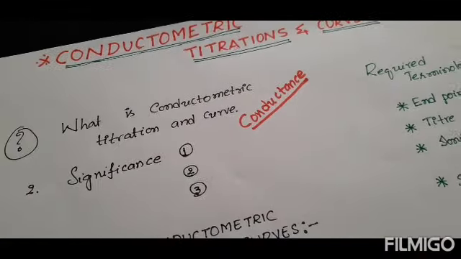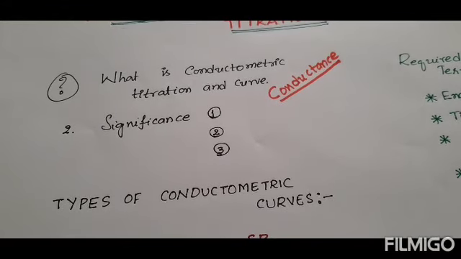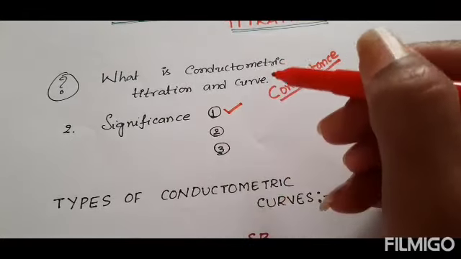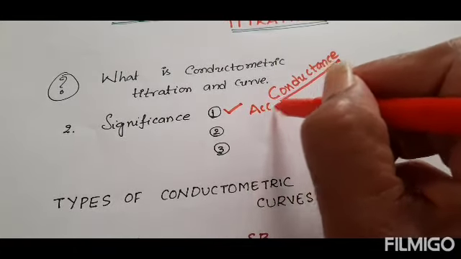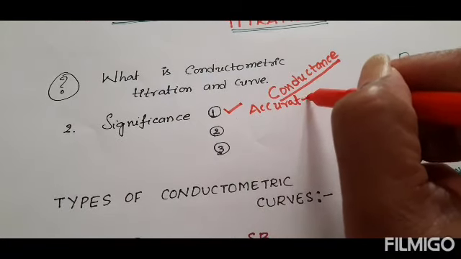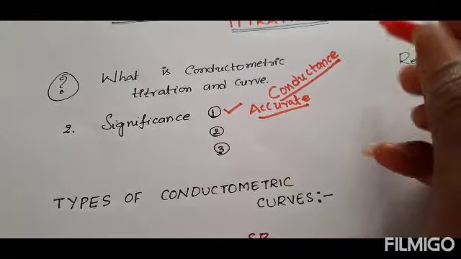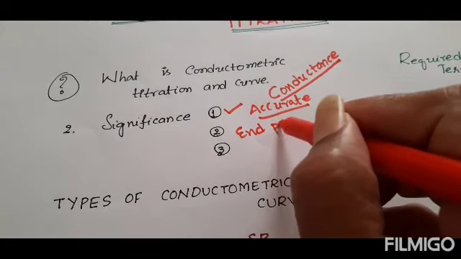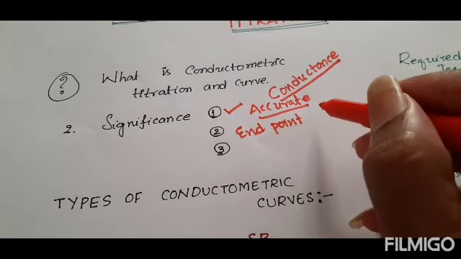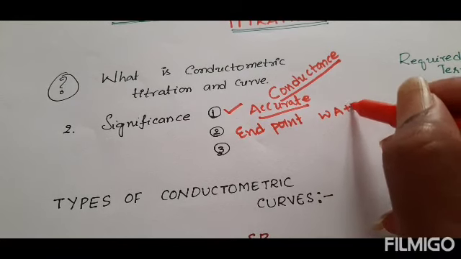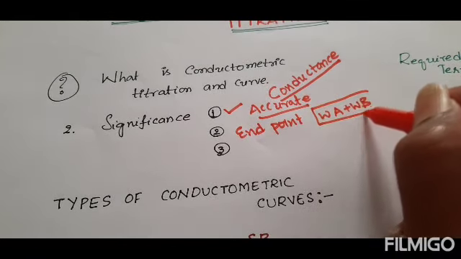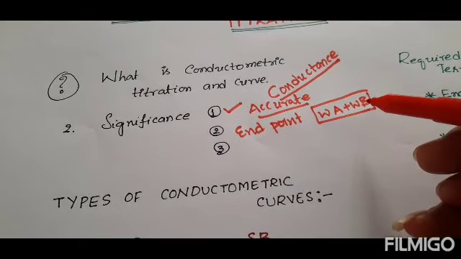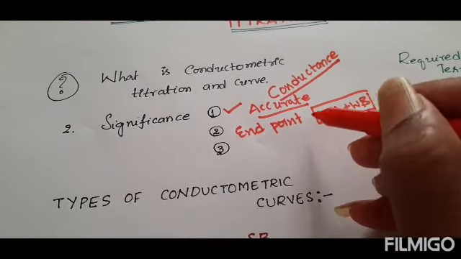What is the significance of conductometric titrations? Number one, you are getting accurate endpoints by the conductometric titration. And it is easy to determine the endpoint where it is otherwise not possible to get, for example weak acid plus weak base. The end point is not at all sharp and it is not possible to get by the normal volumetric titrations. In those, this gives accurate endpoints.